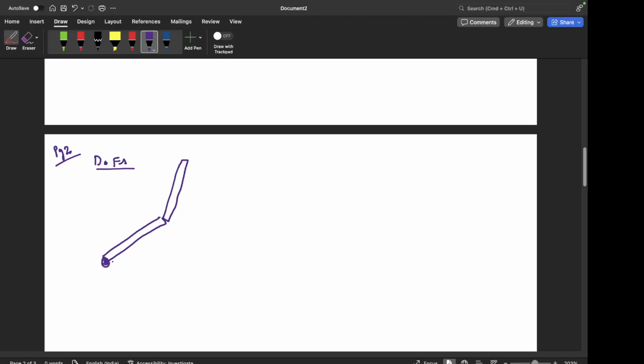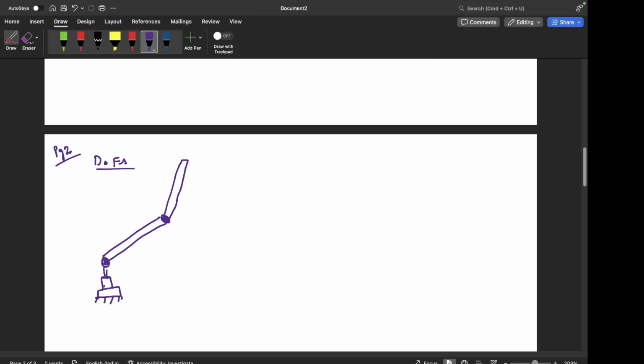This is the first joint. This is the second joint. And let's say I add a third joint here, right? And then there is a base. This is the fixed base, right?